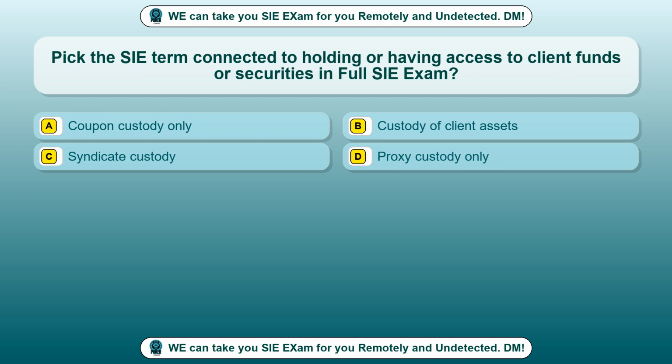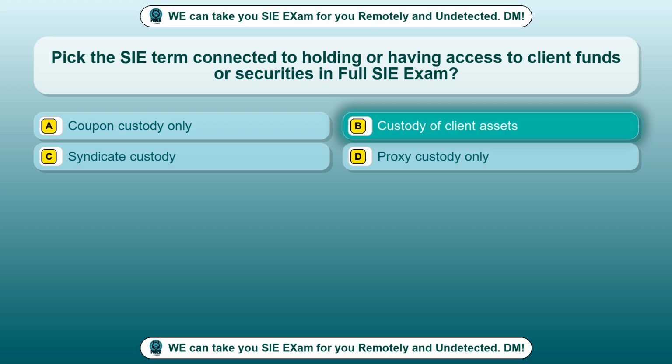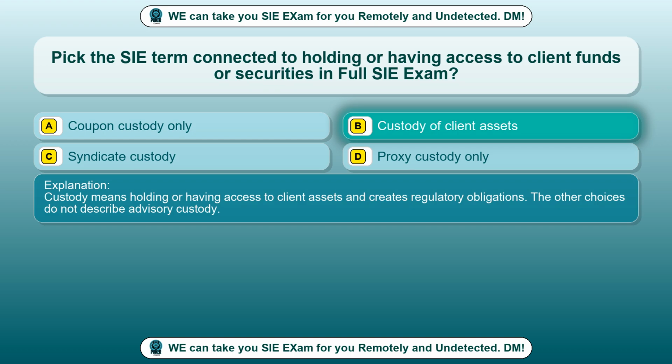Question 66. Pick the SIE term connected to holding or having access to client funds or securities in full SIE exam. Option A, coupon custody only. Option B, custody of client assets. Option C, syndicate custody. Option D, proxy custody only. The correct answer is option B, custody of client assets. Custody means holding or having access to client assets and creates regulatory obligations. The other choices do not describe advisory custody.